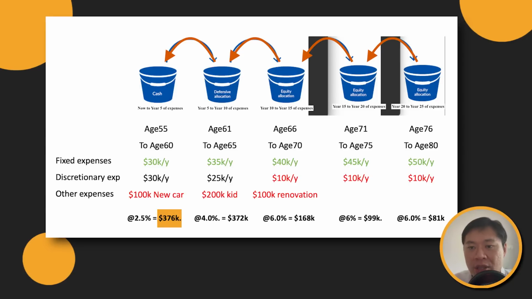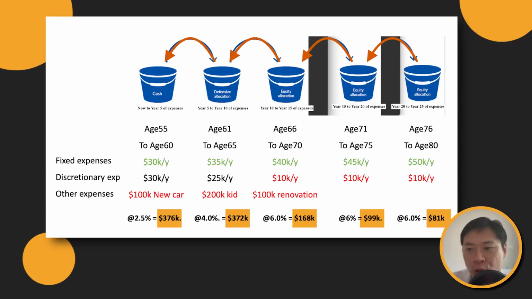And the number goes like this. You would need 376,000 in this first cash bucket to fulfill your car other expenses as well as your 30,000 fixed and discretionary expenses. You will also next need 372,000 in this defensive allocation bucket that generates you 4% return to fulfill the various expenses highlighted above. Then subsequently for bucket 3, 4 and 5, whereby it's fully invested into equity markets and you have a long investment time frame, if you can compound at 6% rate of return, the starting amounts you will need today is just 168,000 in bucket 3, 99,000 in bucket 4 and 81,000 in bucket 5.